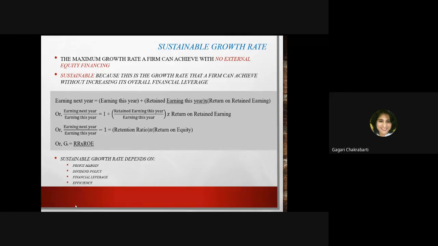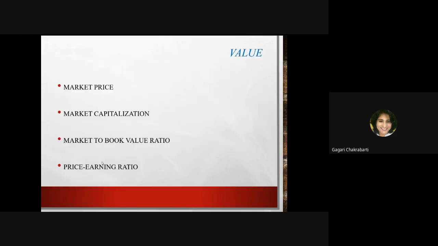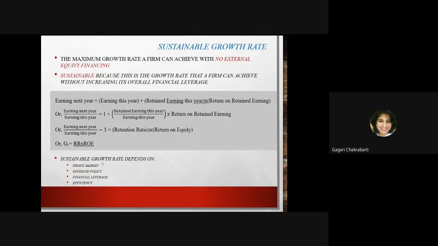Therefore, if you are considering a firm, and these 4 areas are really very strong, then the firm will be having a higher sustainable growth rate, right? So that is how you can actually consider the different types of firms of different nature in order to make some investment decision.